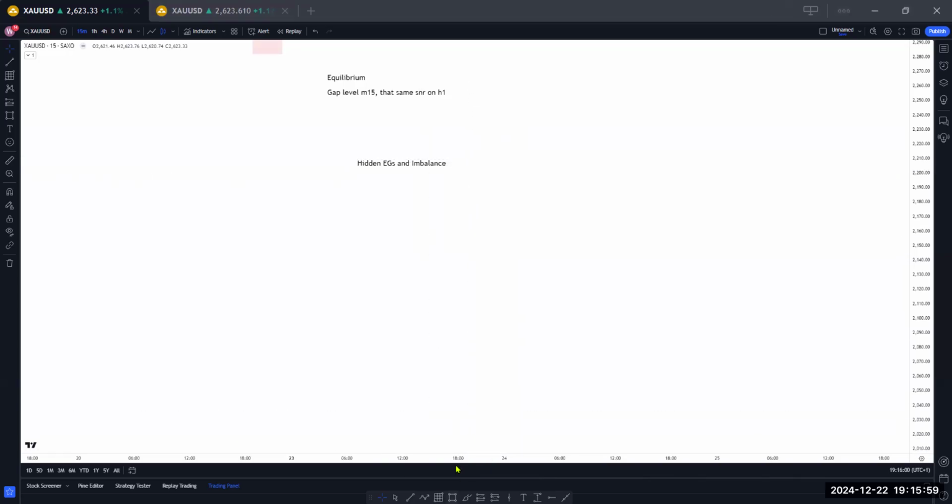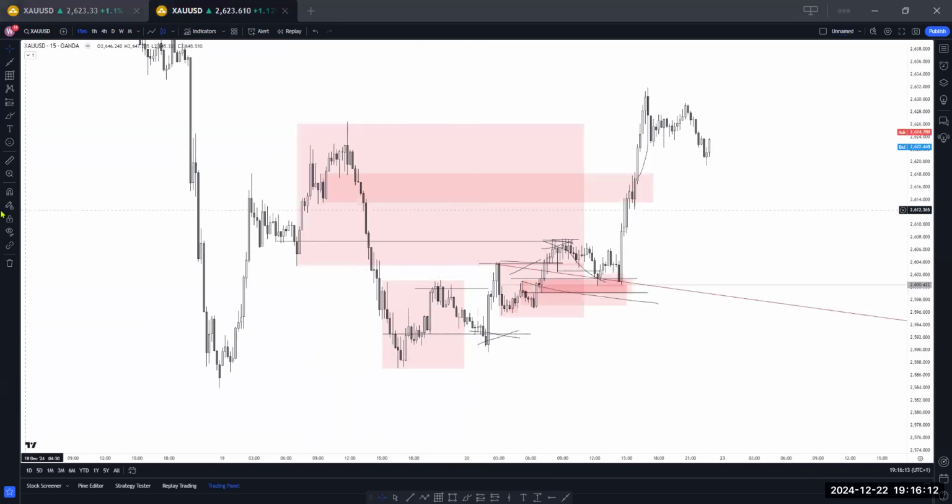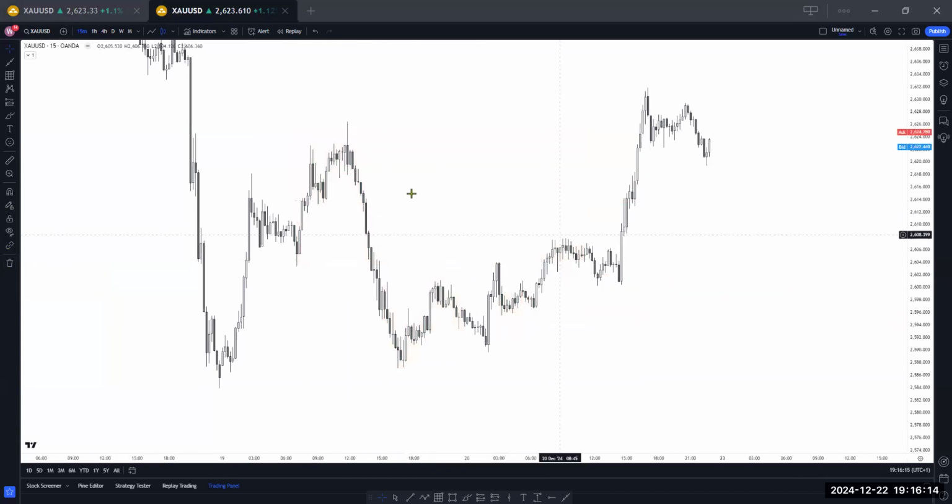And what are they? Eating engulfings and imbalance. I call them weird candles. They're just super weird, and you'll be surprised at how powerful they are. Sorry, I may not be able to draw, but I'll show you examples on the chart. So let me take all of this off.